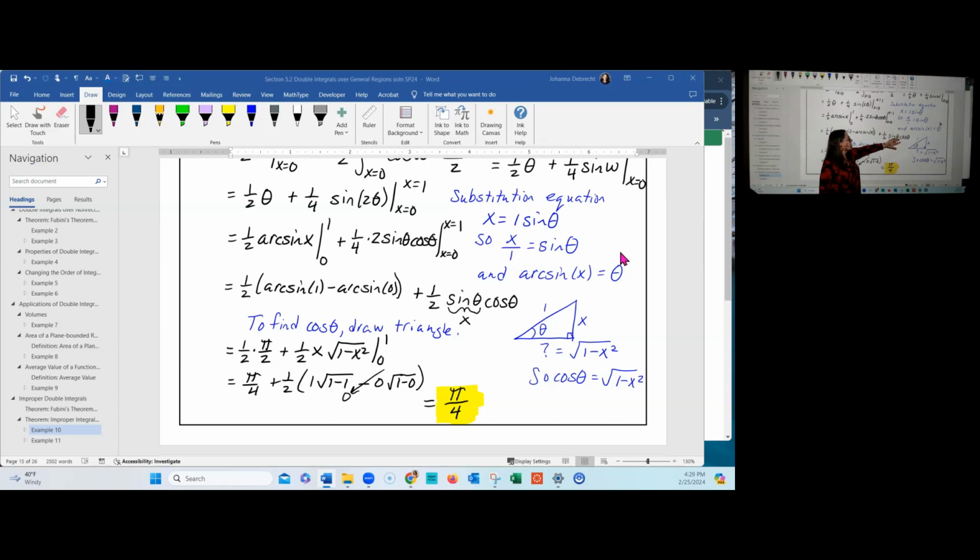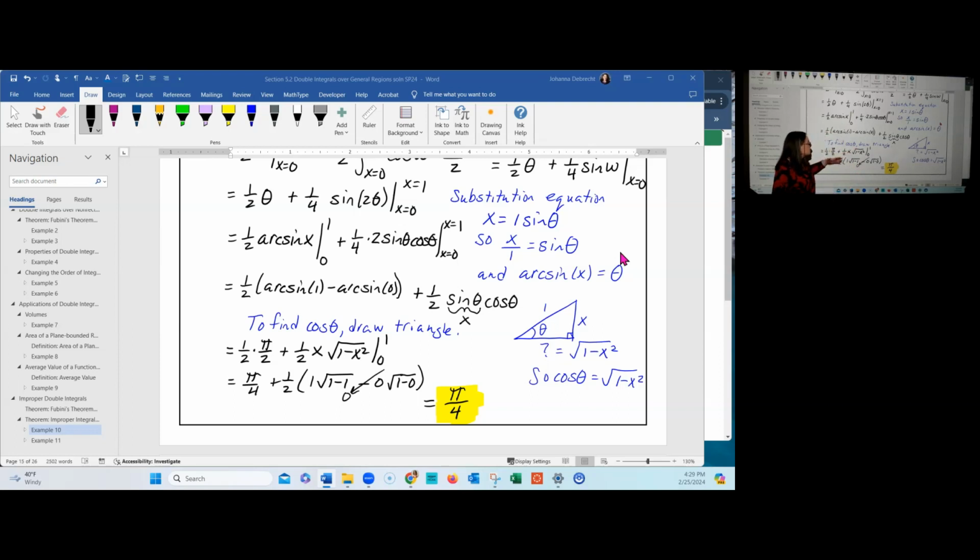But I know what sine theta is. It's x. I need to find cosine of theta, so I draw a triangle where the ratio of sides tells me that the sine of the angle is x divided by 1. That makes the adjacent side the square root of 1 minus x squared, which is what I started with in the trig substitution, so I know I've done it correctly.